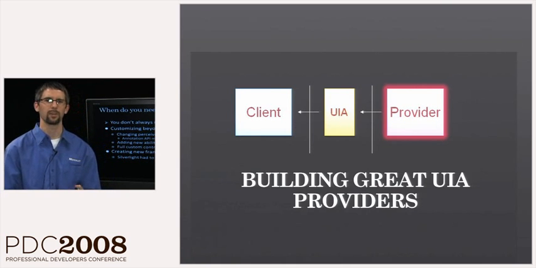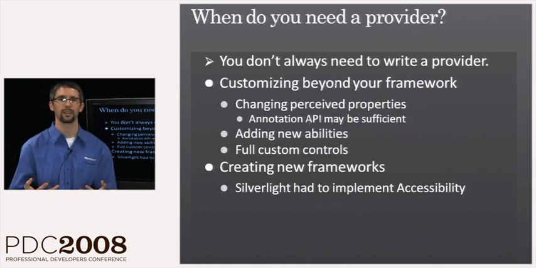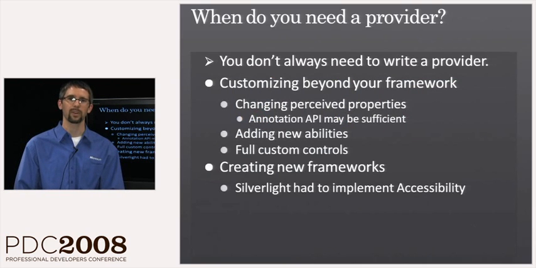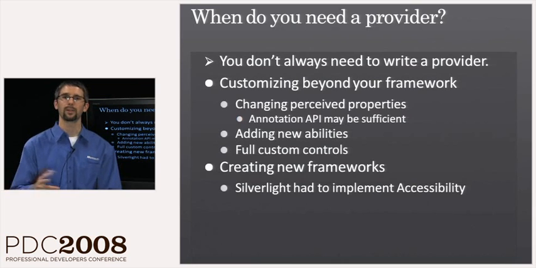The first question is, when do you need a provider? Because you don't always need to build one. If you've stuck to the standard controls in your framework, if you're just using plain Win32 controls or plain WPF controls, you probably don't have to build a provider at all. Just set good properties, good names on your controls, and you're all done, at least as far as programmatic access goes. But if you've started customizing controls, now you may need a provider.